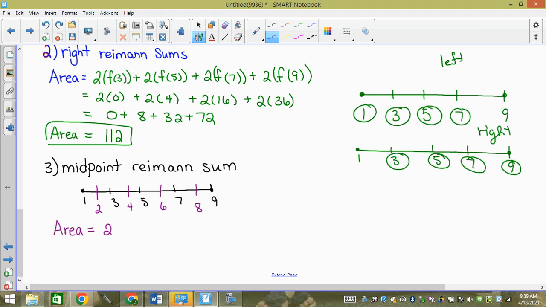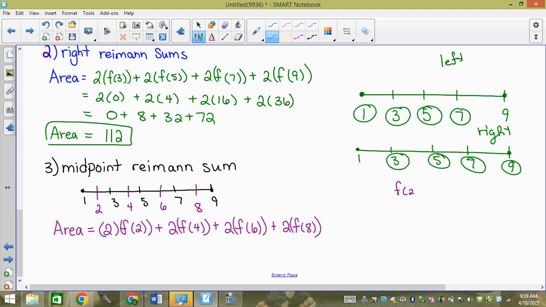we're going to go 2 times f of 2, I haven't found any of these yet, plus 2 times f of 4, plus 2 times f of 6, plus 2 times f of 8. I need to find those.